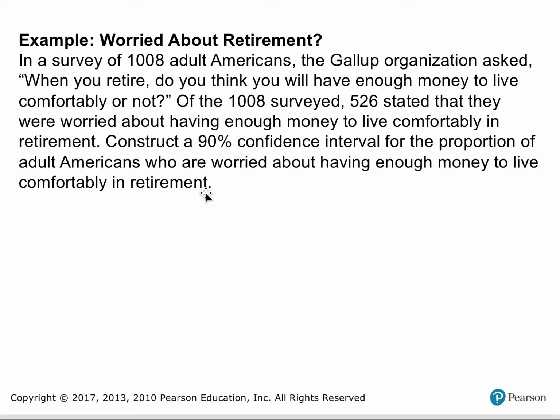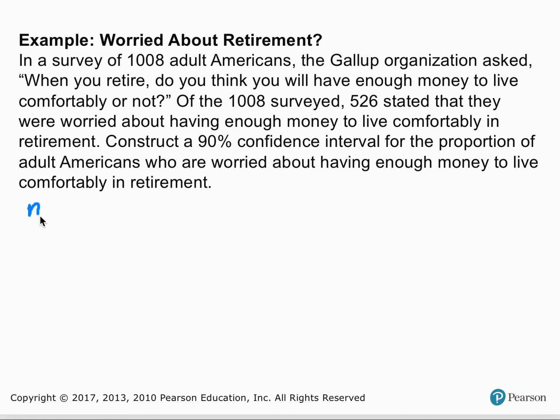In a survey of 1,008 adult Americans, the Gallup organization asked, when you retire, do you think you will have enough money to live comfortably or not? Of the 1,008 surveyed, 526 stated that they were worried about having enough money to live comfortably in retirement. Construct a 90% confidence interval for the proportion of adult Americans who are worried about having enough money to live comfortably in retirement. Okay, so that means we're doing a population proportion.